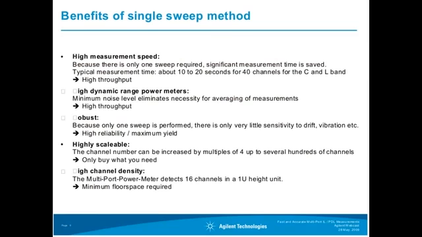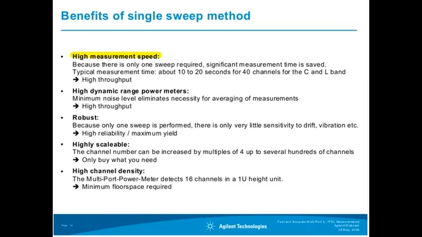Looking at this method, we see that there are a number of benefits. It's obvious that this high measurement speed is of a significant advantage, because this just provides us throughput. And typically, there are measurement times around 10 to 20 seconds for 40 channels for the C and the L band of a component. The precise numbers, of course, depend on various details, and that includes, for example, the processing speed of the laptop computer, of the computer which is involved.